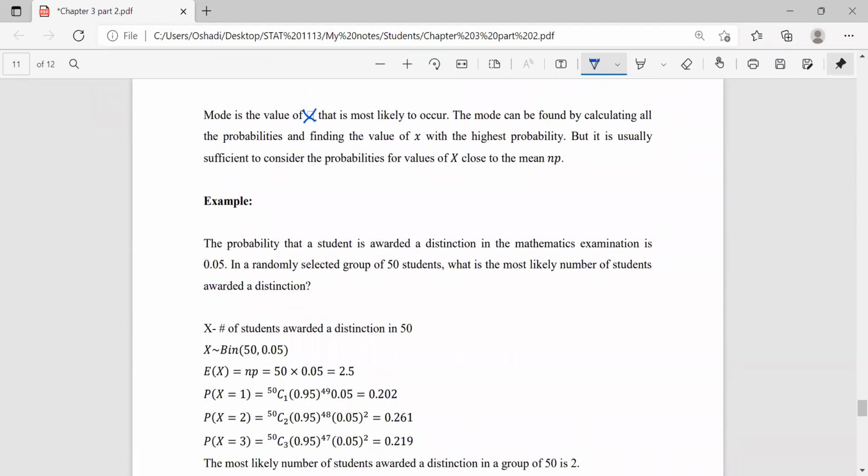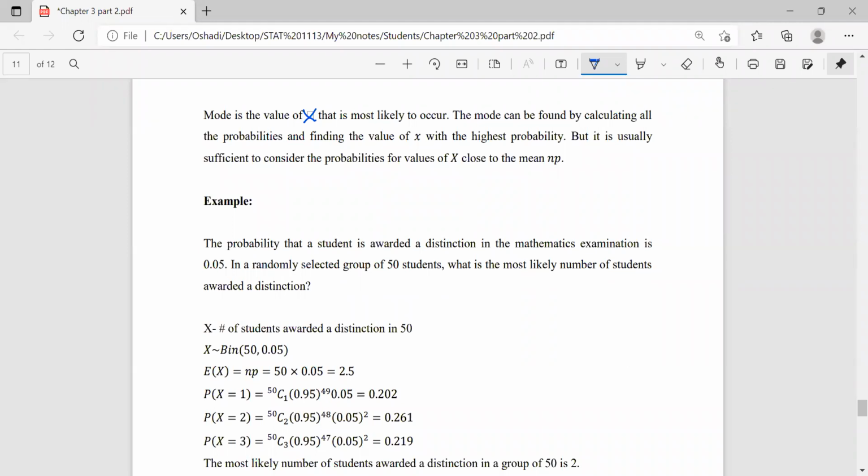So for an example, the probability that a student is awarded a distinction in the mathematics examination is 0.05. In a randomly selected group of 50 students, what is the most likely number of students awarded distinction? So we are asked to find the mode. Right? So the random variable is the number of students awarded a distinction in 50 students.